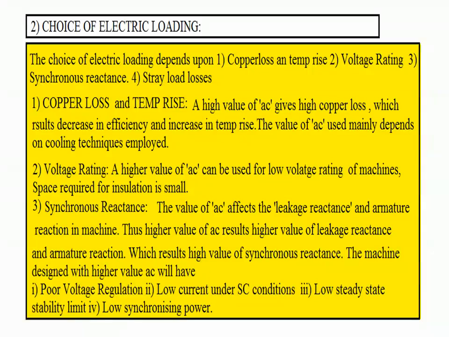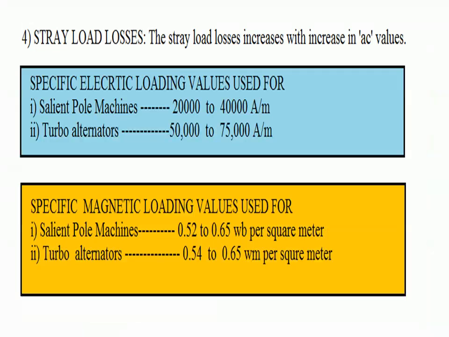Already we have seen a less value of XS is required, not a higher value of XS. First it will affect poor voltage regulation, then low current under short circuit condition, then poor stability limit, and low synchronizing power. These are all disadvantages which depend upon synchronous reactance, thereby affecting the selection of specific electric loading.